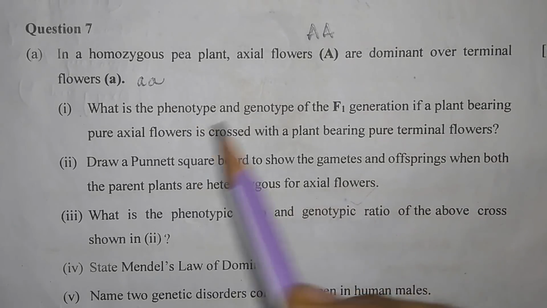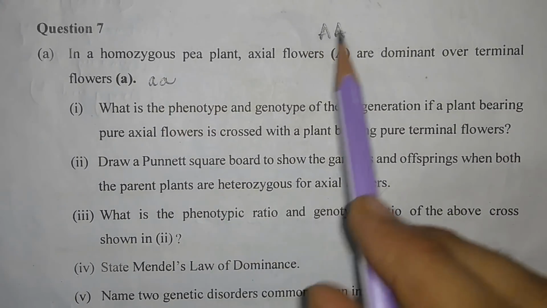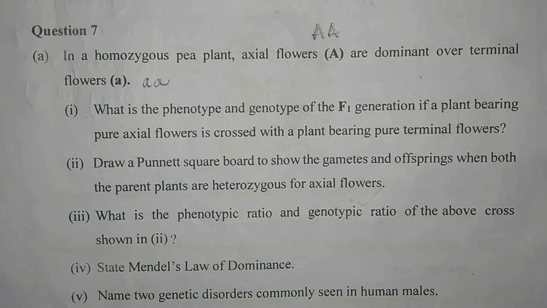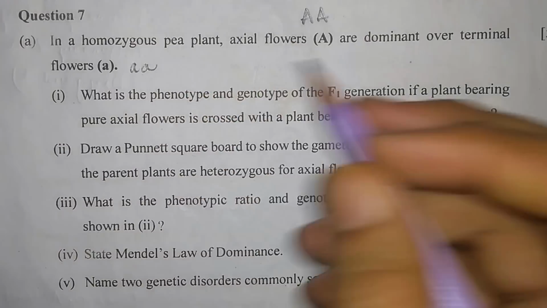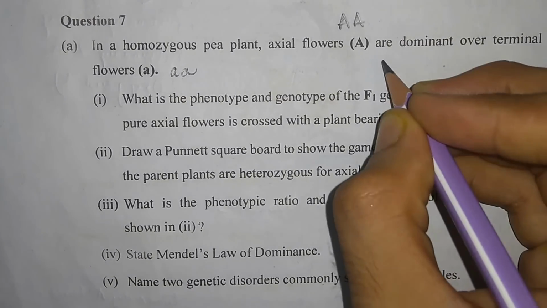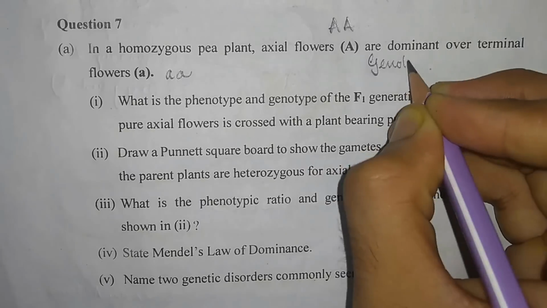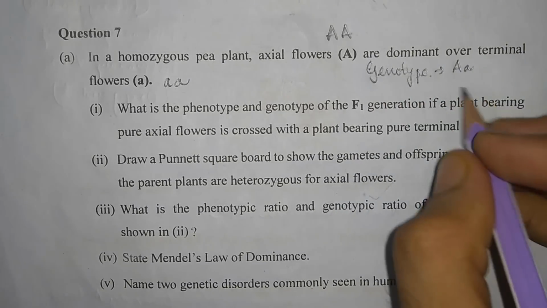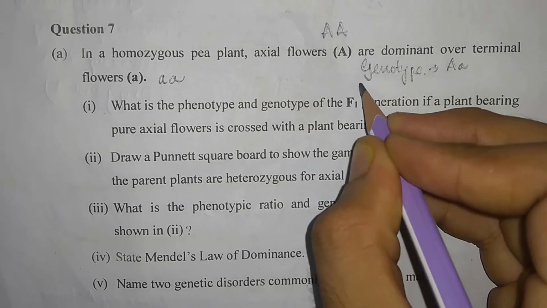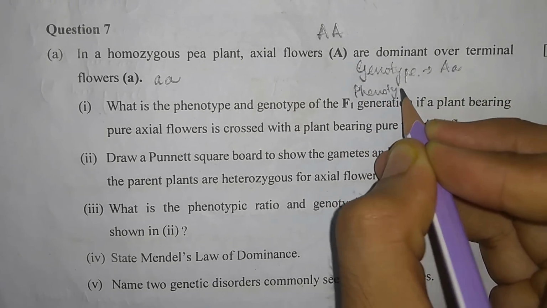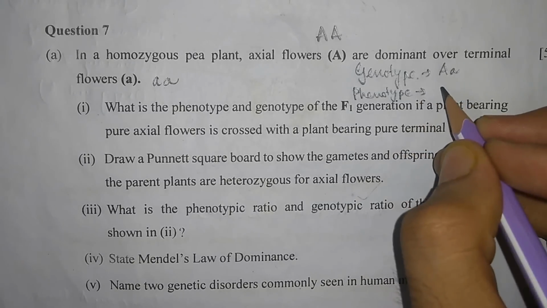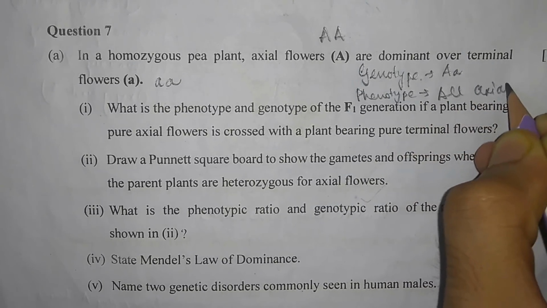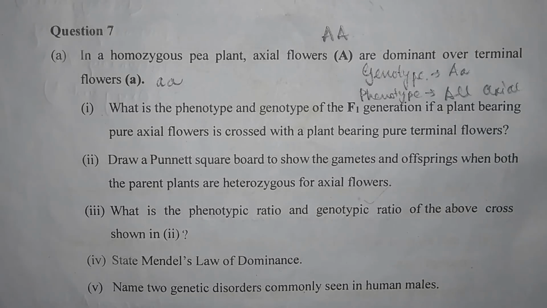So basically it is asked that if we breed these two flowers, what we will get. So in the F1 generation, I'm writing it over here, the genotype will simply be capital A, small a. And phenotype means the external appearance will be all axial because we have a capital A. So this will dominate.